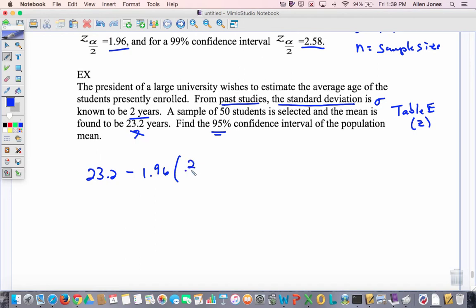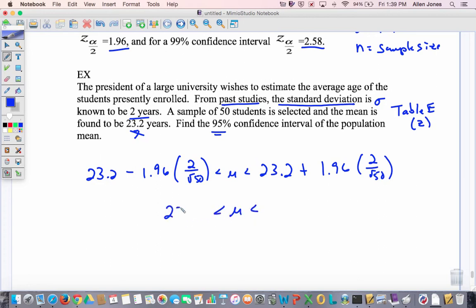Our standard deviation of the population is 2, and our sample size is 50. On the other side, we have the same part of the formula, except we add the 1.96 times 2 over the square root of 50. And if we go to our calculation here, I get 22.65 here and 23.75 here.